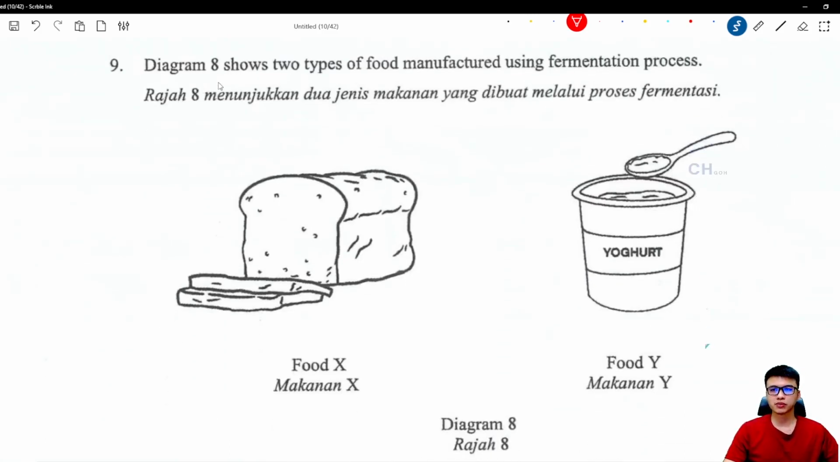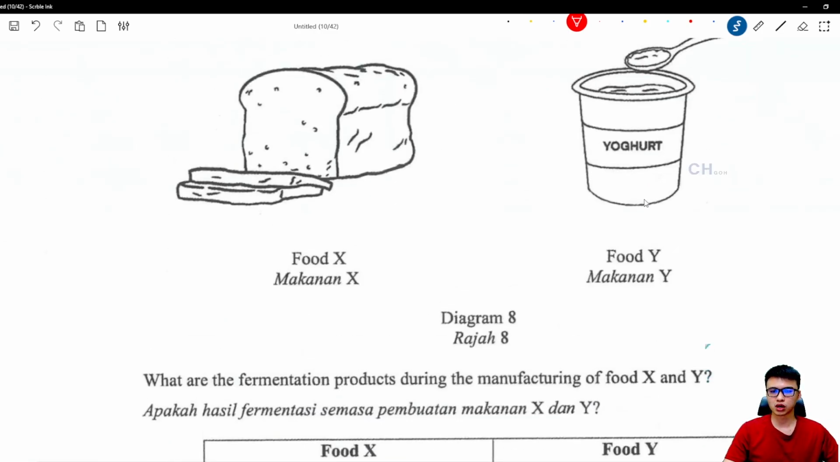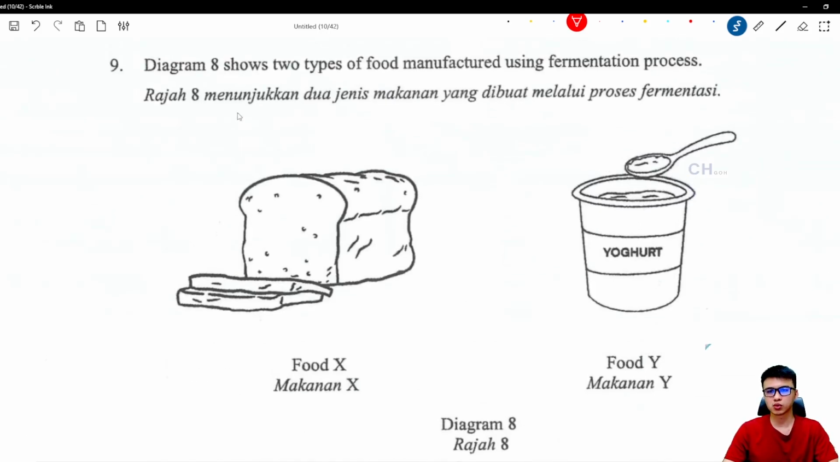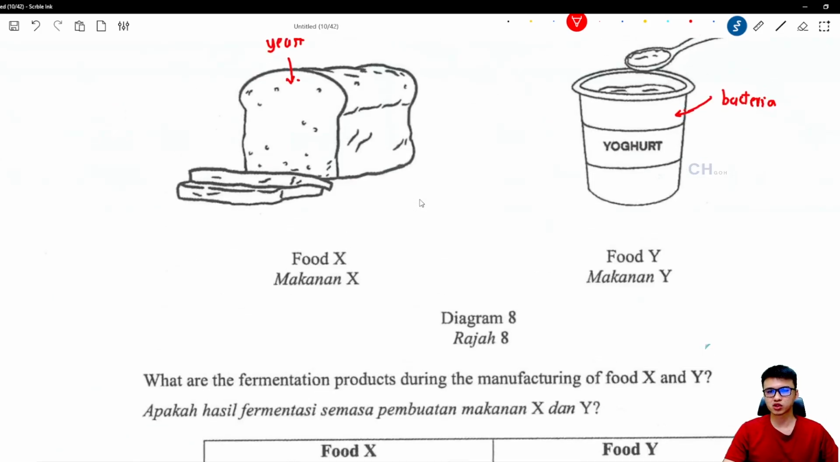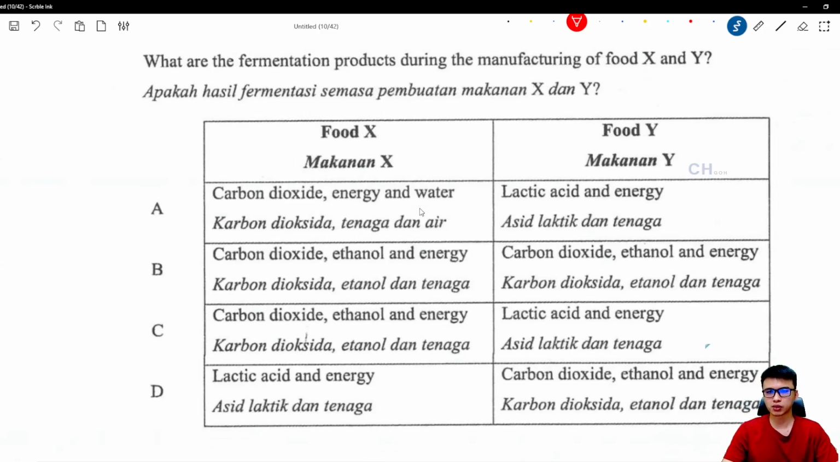Continue. Diagram 8 shows 2 types of food manufactured using the fermentation process, food X and food Y. Okay, so we know that we are using yeast to make the bread fluffy, and right here we are using some bacteria to make the yogurt have a sharp taste. So for food X, we need the yeast to produce carbon dioxide, the gas, to make the bread expand. So right here it's talking about alcohol fermentation. We have carbon dioxide, ethanol, and energy. B and C are correct. Lactic acid is definitely not, and this one also definitely not because it has no ethanol inside these equations.